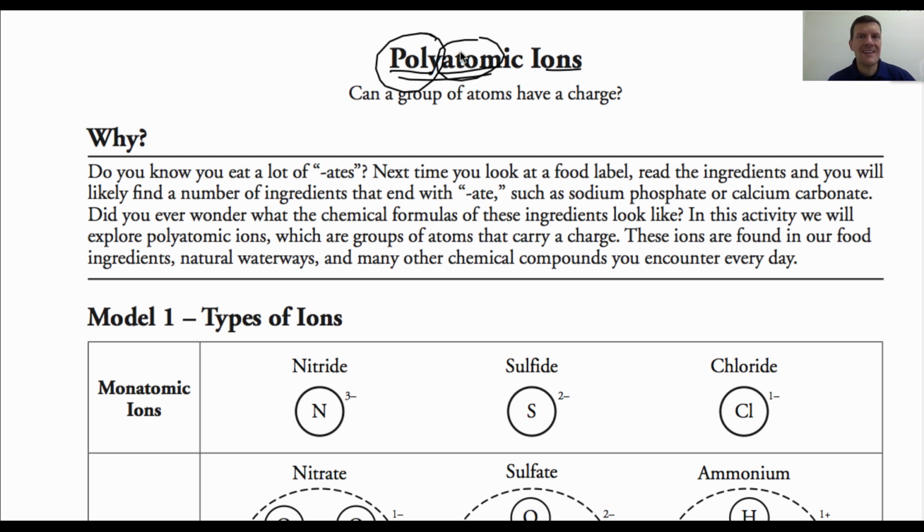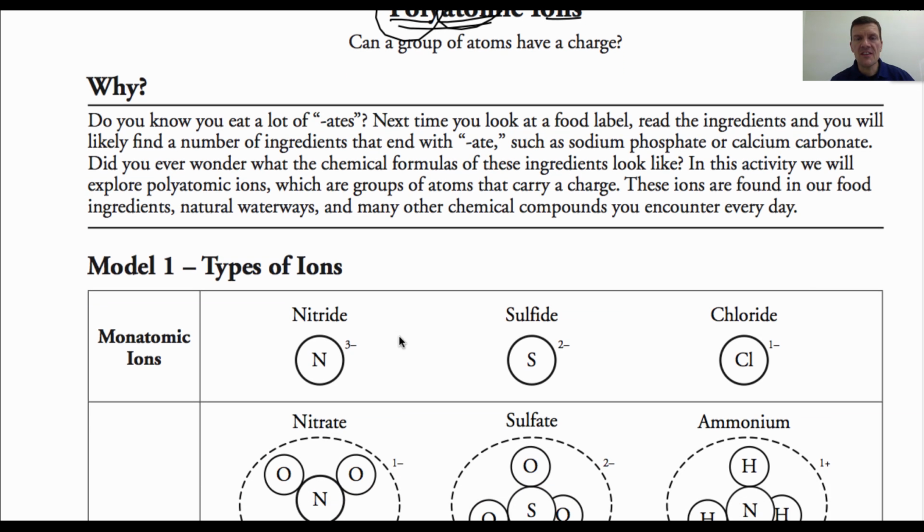So these are going to be named in a way that we need to recognize them. They're usually going to end in ATE or ITE in some cases. Not always, but that is one way that you can recognize a polyatomic ion. So we're going to be understanding these, recognizing them, and then using them in compounds. We're going to see that they can be the second part of an ionic compound.